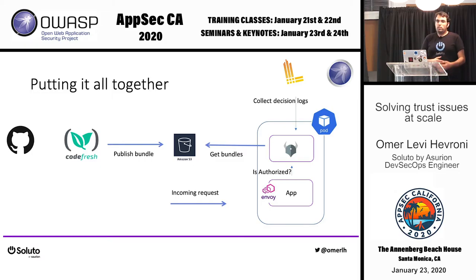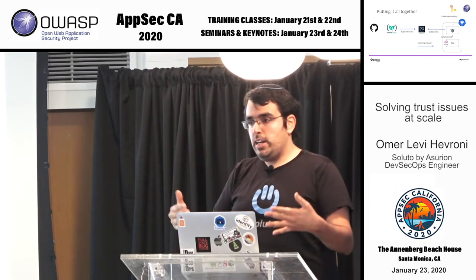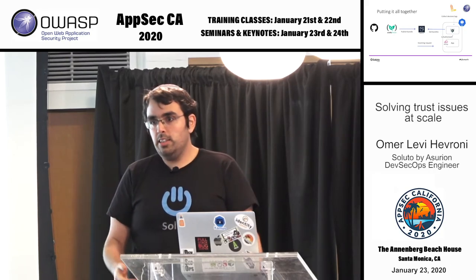So now we can go back to the system. And we basically have two flows here. The first is the developer flow. The developer just commits the request to GitHub. We have a regular PR review flow. CodeFresh bundles it, uploads it to S3, Azure Blob, Minio, whatever you want to use. And OPA periodically downloads new bundles from the S3. So basically, once you commit it to GitHub, it's live in production. There is no need to restart or anything like that.